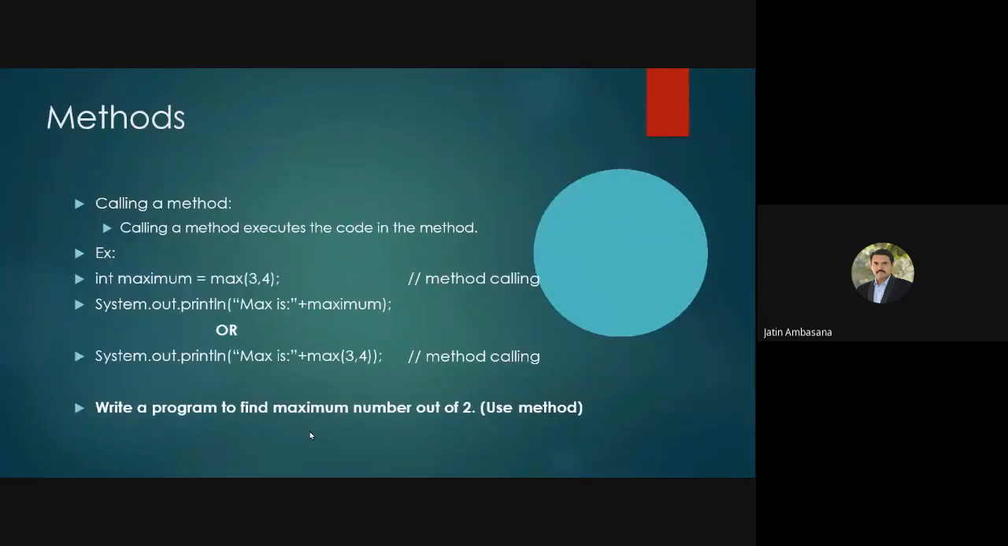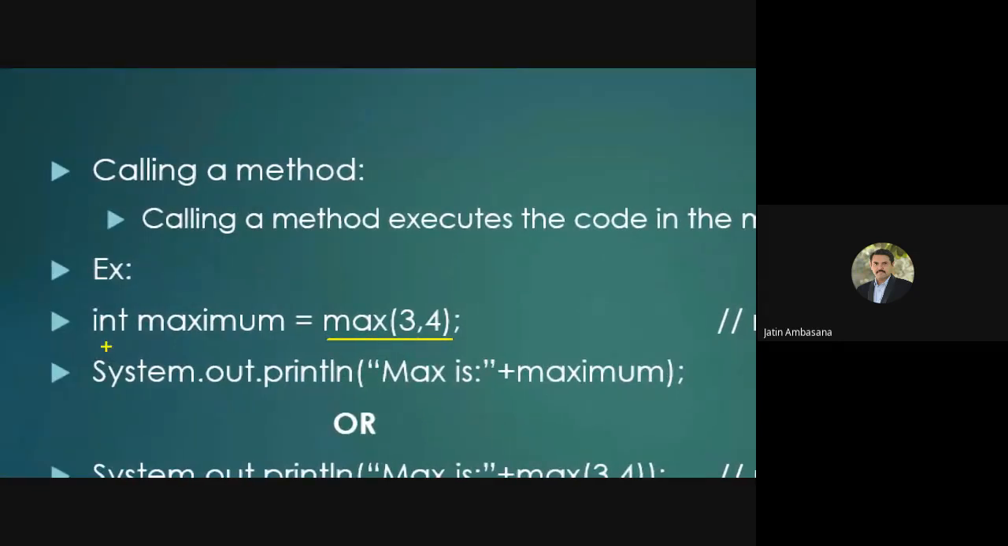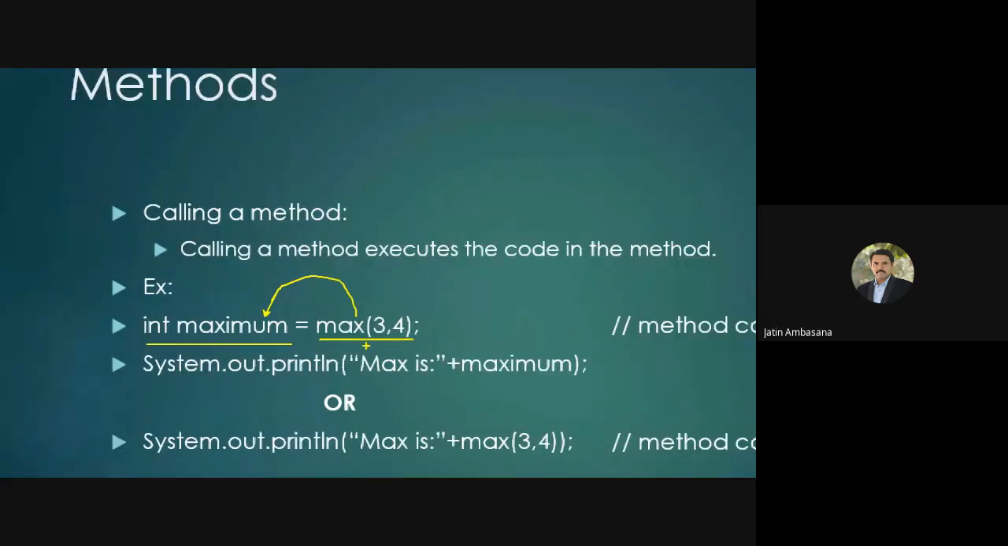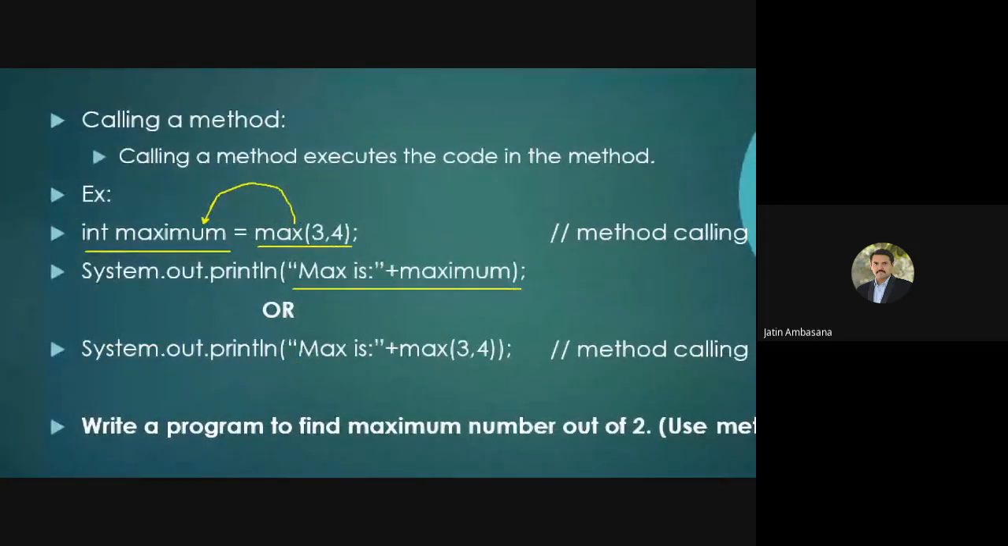And how do you call that method? Calling the method basically depends on from where you are calling. If you are calling it from inside the class only, then you can call it like this, simply saying max a comma 4. We declare one integer value called maximum, and we call this max method where we pass two integer values to it, and the maximum is calculated, and the result is returned to this maximum variable, right?